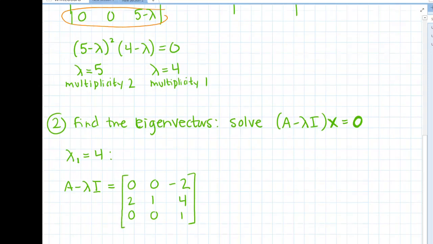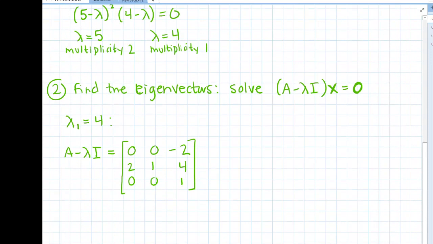Okay, so we're going to set that equal to 0. So we're solving 0, 0, negative 2, 2, 1, 4, 0, 0, 1, that times x equals 0. And so how can we do that? We can do it with an augmented matrix.